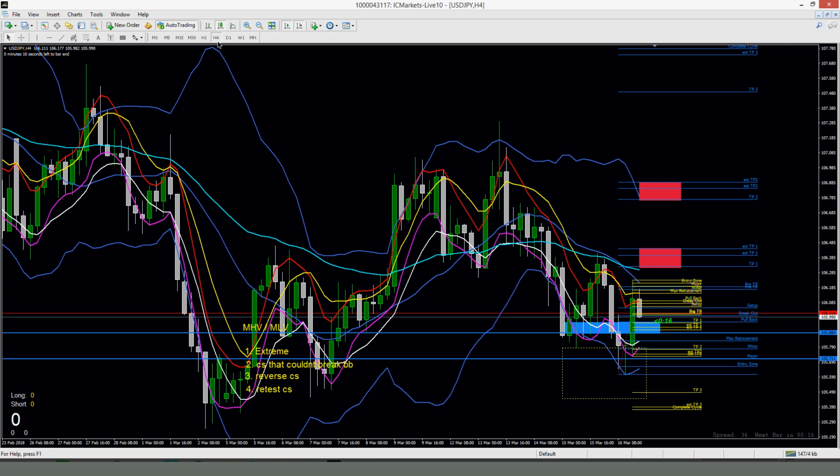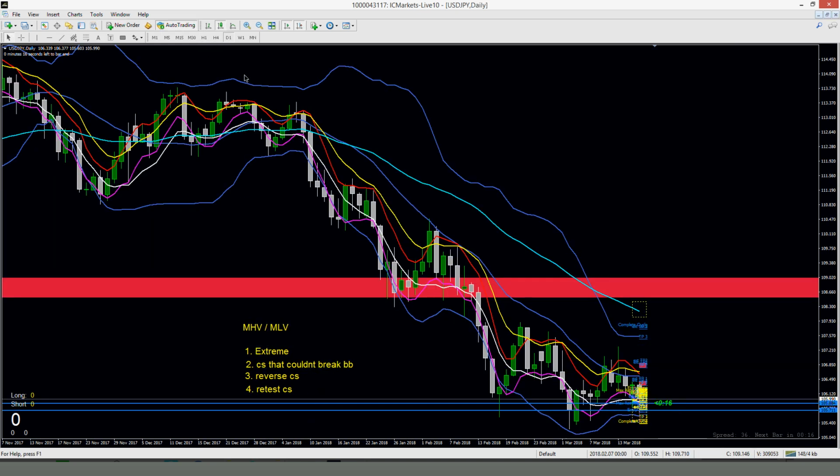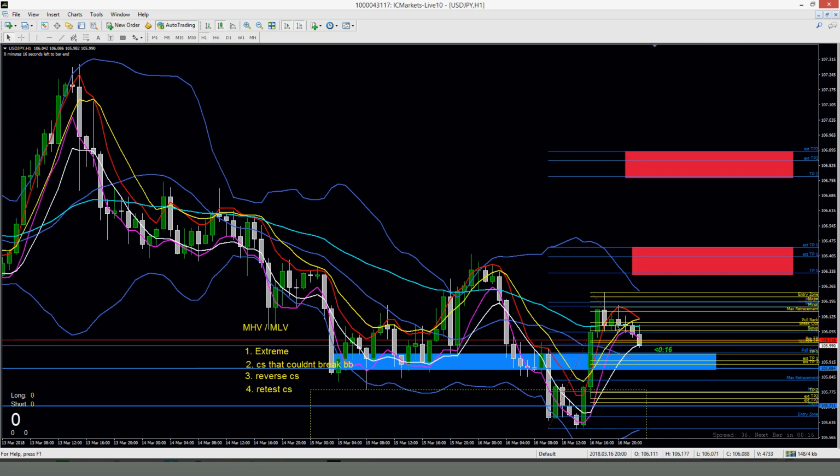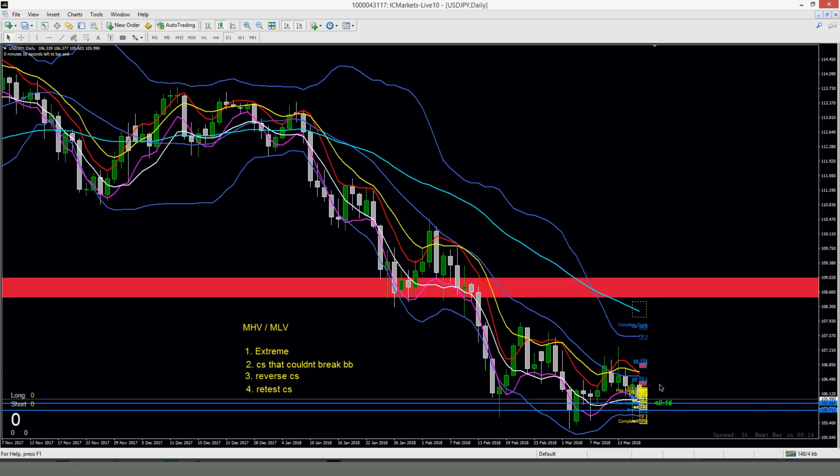Basically, based on H4, in order for H4 to go up, it has to have a setup at H1. In order for daily to go up, H4 has to have a setup and H1 has to have a setup as well. So basically this is the starting point at which we need to enter for the daily MHB, to be honest. If you want to go for intraday trading, then your entry should be based on daily.